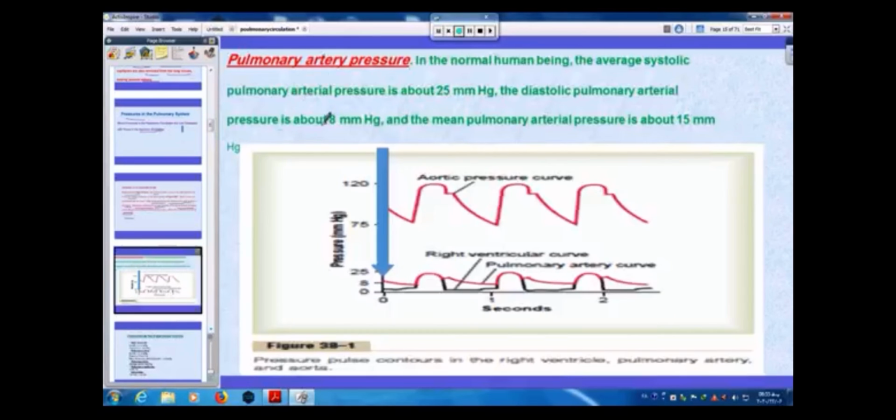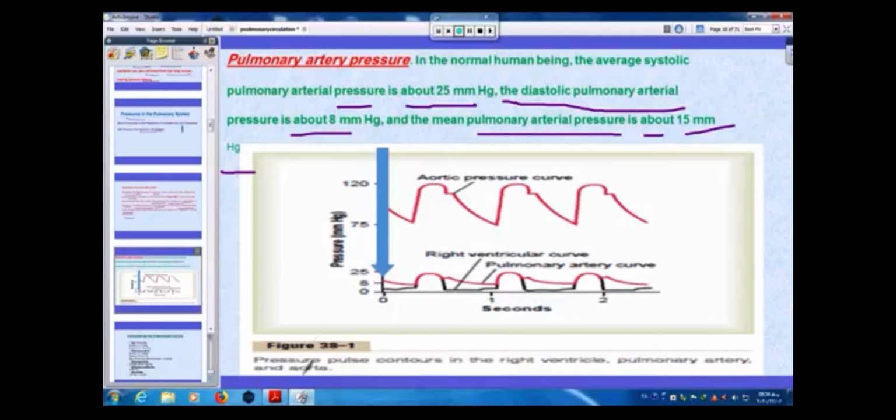You can see in this figure the pulmonary artery pressure in the normal human being. The average systolic pulmonary arterial pressure is about 25 mm mercury. The diastolic pulmonary arterial pressure is about 8 mm mercury, and the mean pulmonary arterial pressure is about 15 mm mercury. You can see in this figure the pressure pulse in the right ventricle, pulmonary artery, and the aorta.